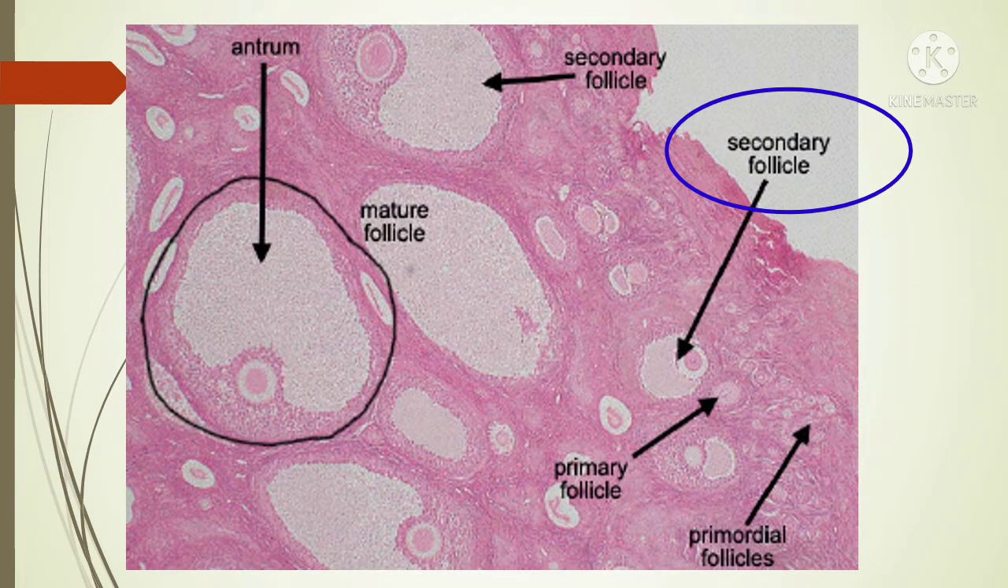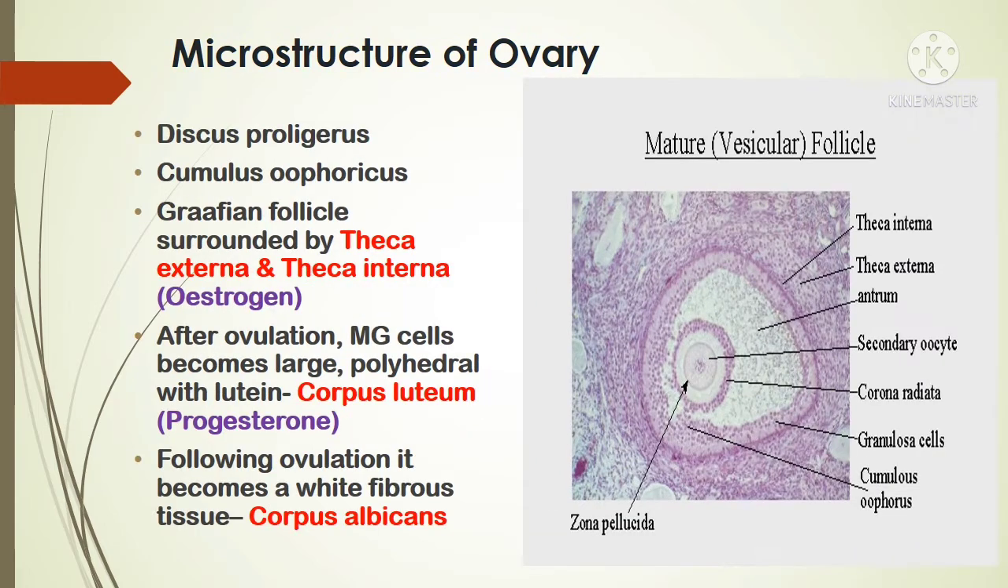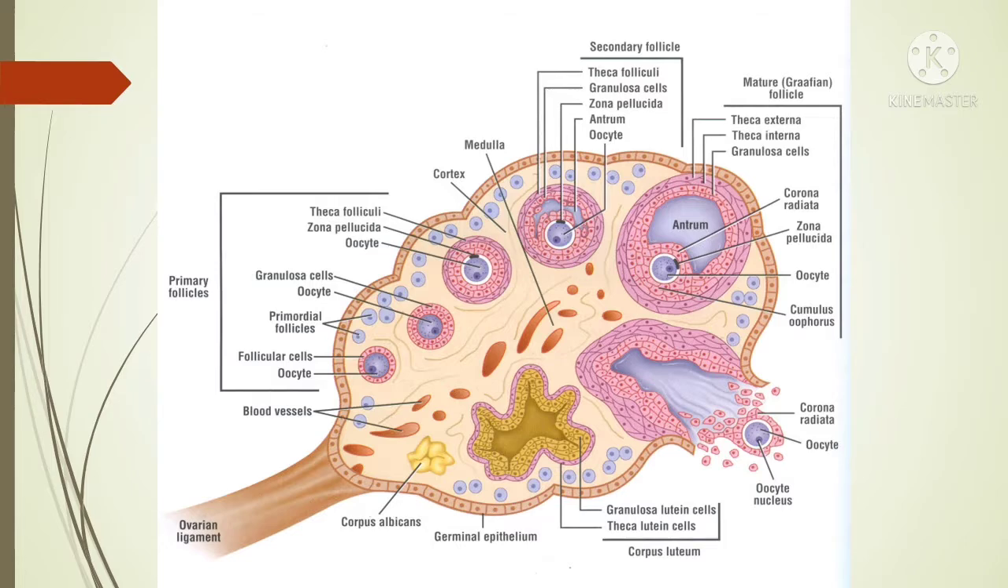This picture shows the secondary follicle, that is the antral follicle, and the Graafian follicle. The oocyte is surrounded by a number of granulosa cells, and the antrum is filled with liquor folliculi. After ovulation, the granulosa cells become large and polyhedral and are filled with a yellow pigment called lutein pigment, forming the corpus luteum. Following this, it becomes white fibrous tissue, called the corpus albicans.